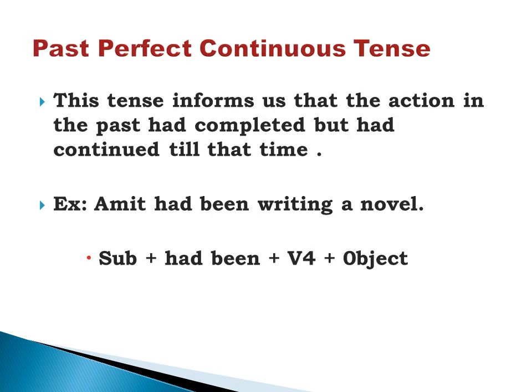Past perfect continuous tense. This tense informs us that the action in the past had completed but had continued till that time. Amit had been writing a novel. He had already begun it in the past and had continued to do the same action for a longer period. To express one such, we make use of past perfect continuous tense. Subject, had been, V4 form of the verb and the object.